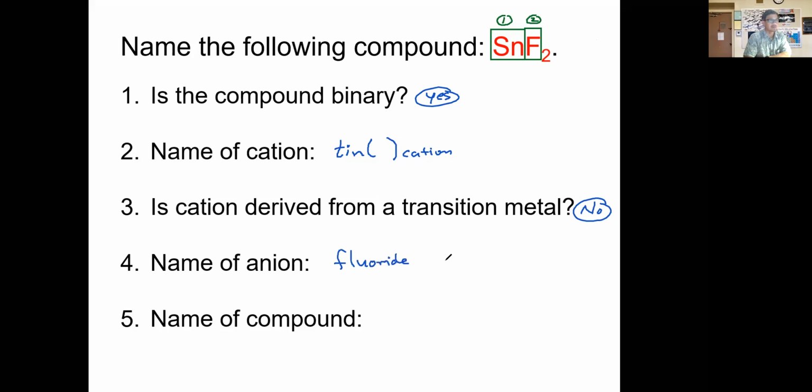And remember, the stock system only applies to the metal. So we don't have to worry about the fluoride here. Before we name the compound, we need to know what Roman numeral goes in here. And how do we go about doing that? Well, we need to figure out what the charge is on this tin cation right here. We got to work backwards a little bit, because remember, the fluoride ion is an ion with a -1 charge. This is why we started out today going over this.